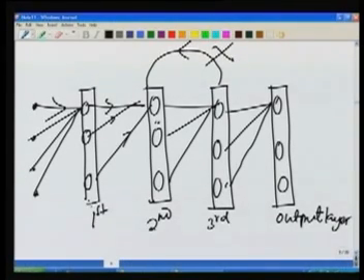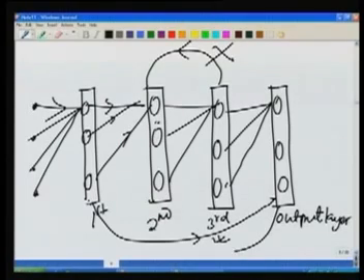This is allowed. From this layer I can connect to this layer, this is allowed, but from this layer I cannot allow a connection to this layer. These are called feedback connections, they are not allowed. So, that is why this is known as a feed forward network.